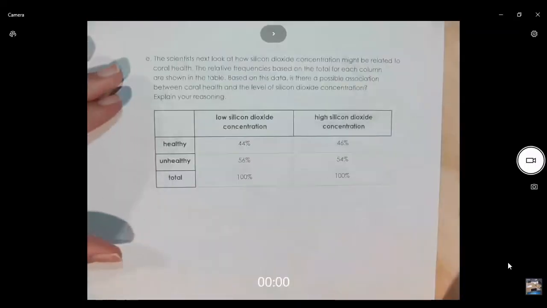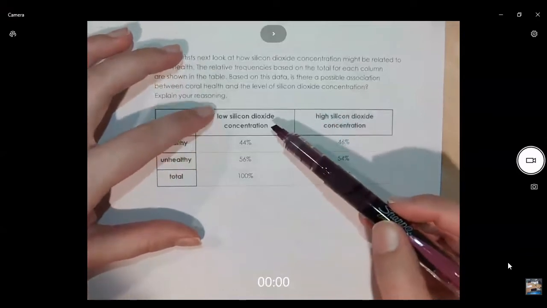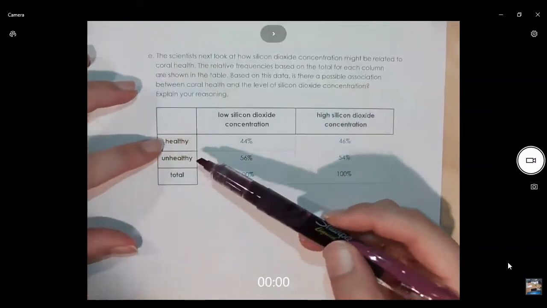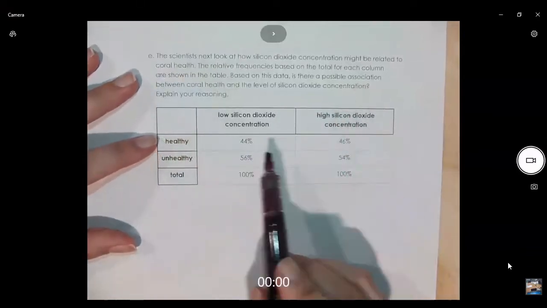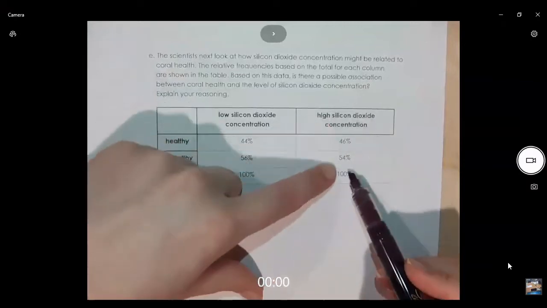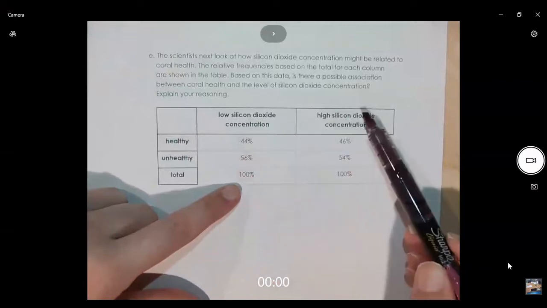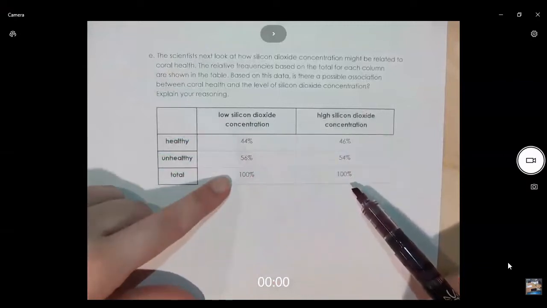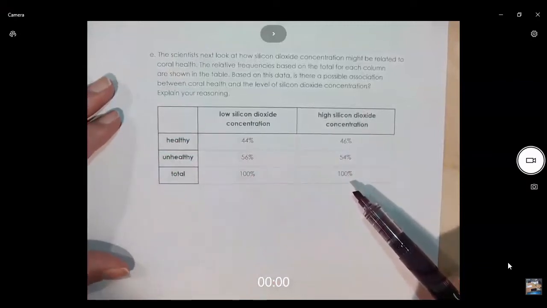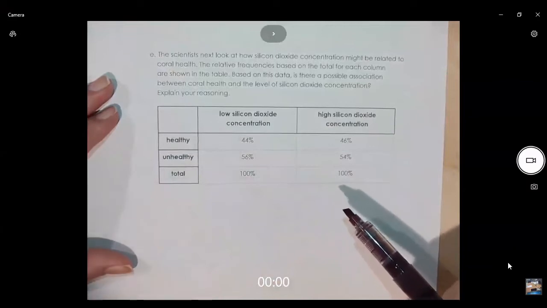So since these variables are very different from each other, there is an association between healthy and unhealthy and nitrate concentration. The next example we're going to look at is comparing silicon dioxide concentrate in healthy and unhealthy coral. So you can see that the percentages are already here, and we already have out of the total of how much concentration was in each, either high or low. So we want to know if there's an association for silicon dioxide.